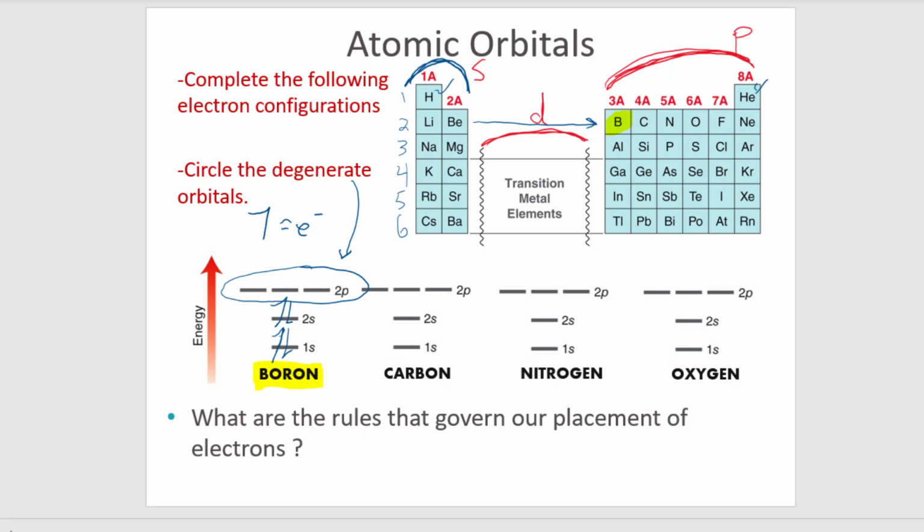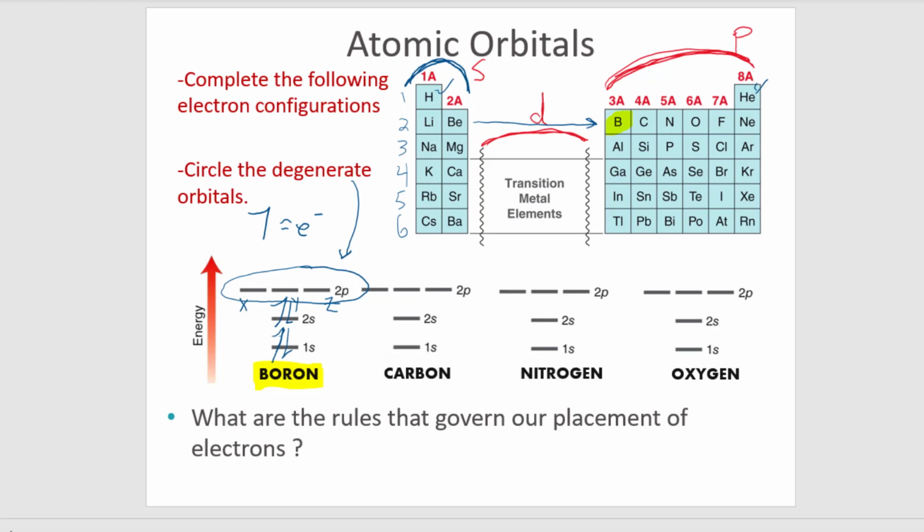Degenerate just means that they're the same energy. Notice that 1s was lower in energy than 2s, and 2s, s orbitals, are lower in energy than 2p orbitals. So the lower the shell number, the lower the energy. S is also lower in energy than p. Each one of these 3 orbitals represents a p orbital, but one of them represents the px, one of them is the py, and one of them is the pz.